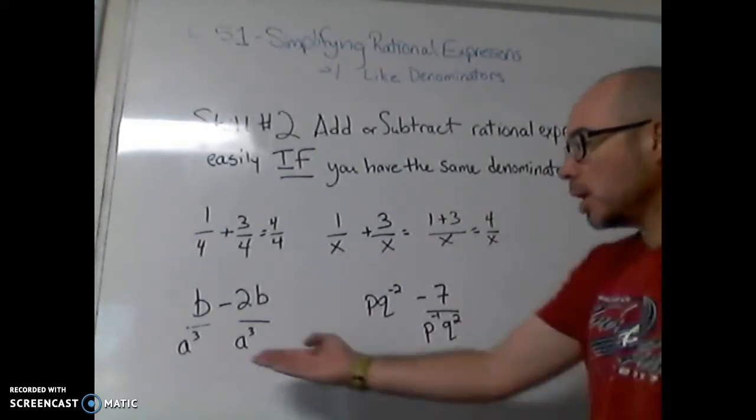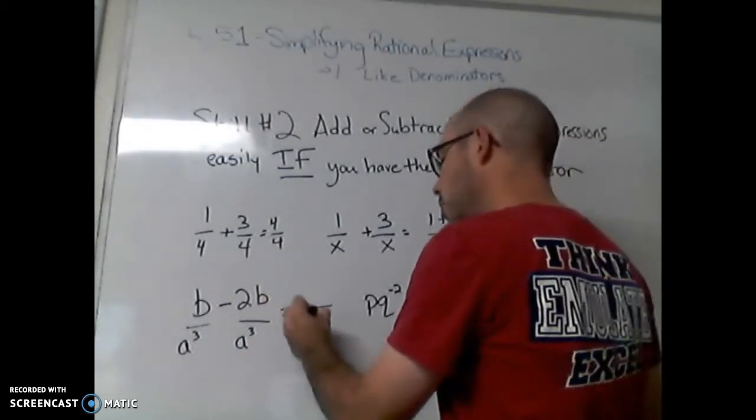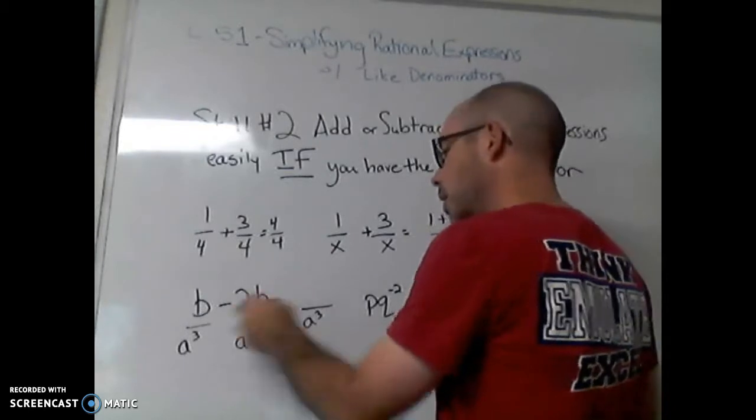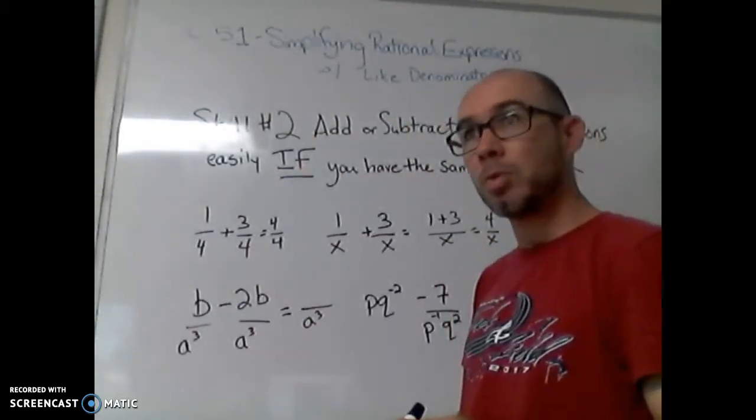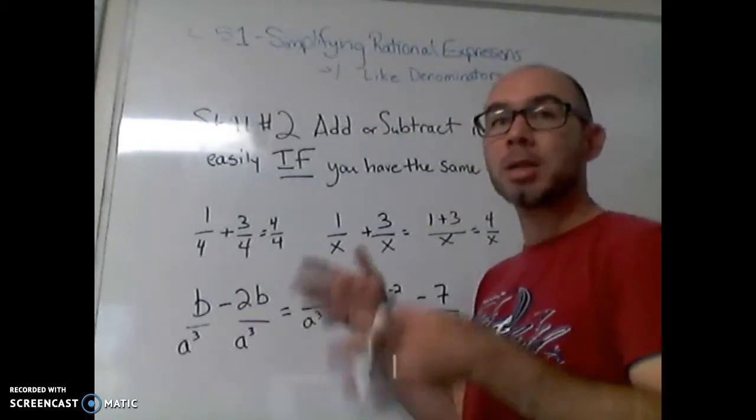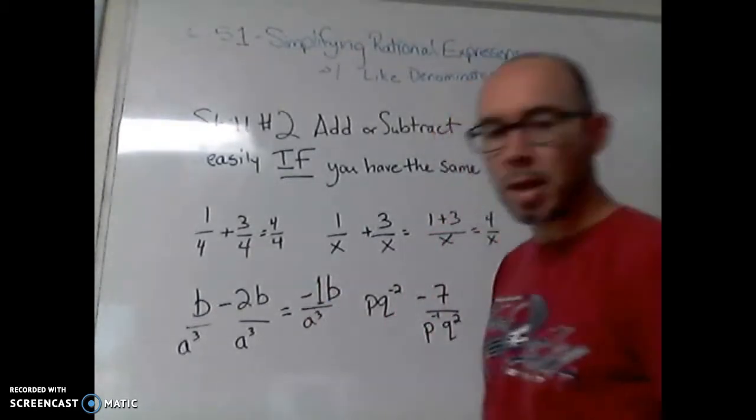Okay, piece of cake. These ones both have a cubed in the base of the denominator, so my whole answer is just going to be like that. And the top, I can just combine those two. 1b minus 2b is a negative 1b, and that one's done.